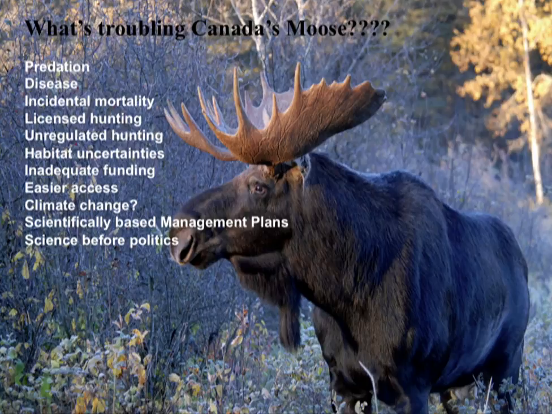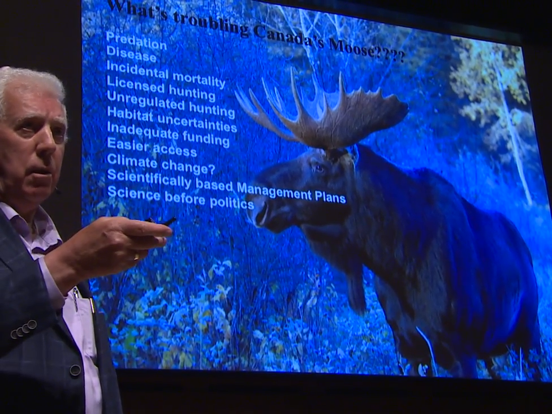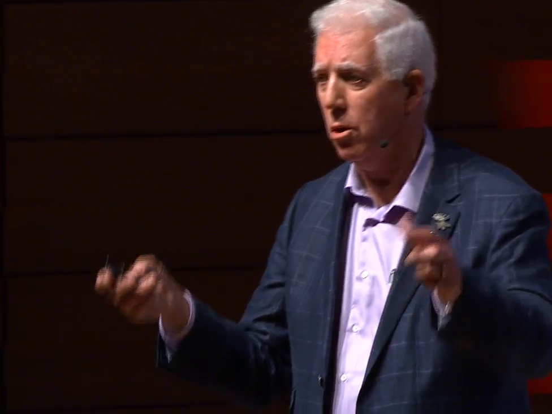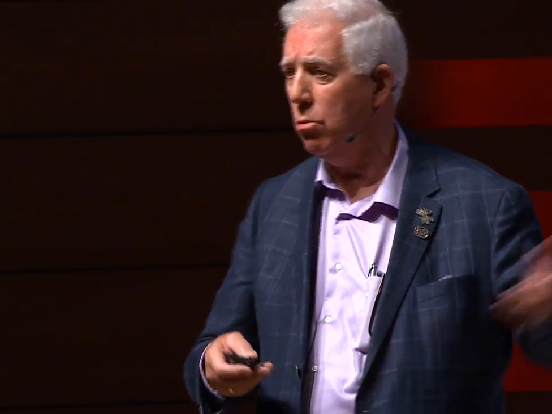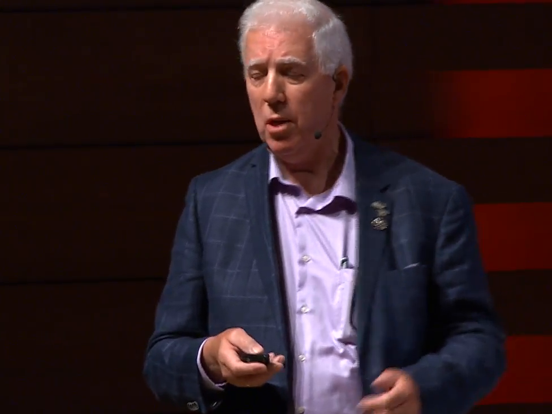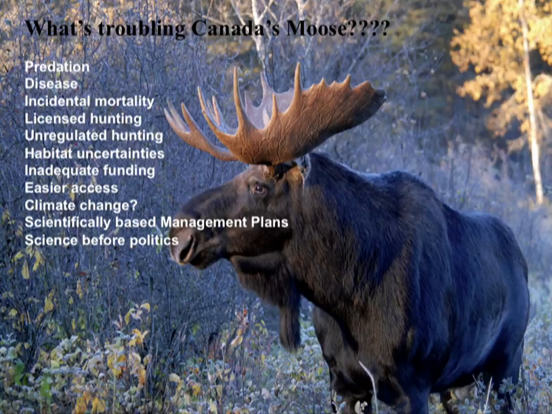And this is what's troubling Canada's moose population: predation, diseases, incidental mortality, licensed hunting, unregulated hunting by our First Nation peoples. We have to bring some kudos. Remember that since moose walked across the Bering Land Bridge, he hasn't changed. He's still got antlers, 4 feet, and fur. But look at us: cars, trucks, snow machines, Argos, and those things called roads. What chance does he have? And we've got adequate funding, easier access, more roads, climate change. We can talk about that later.